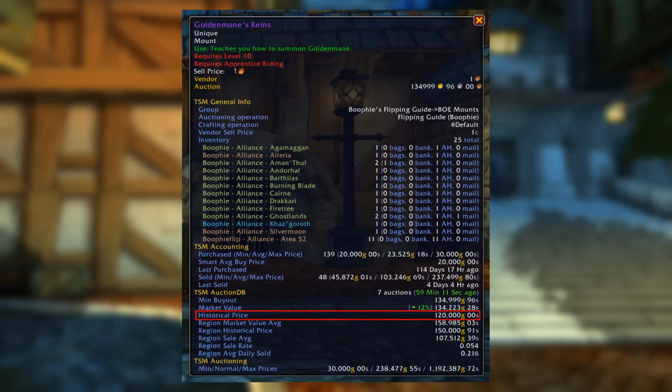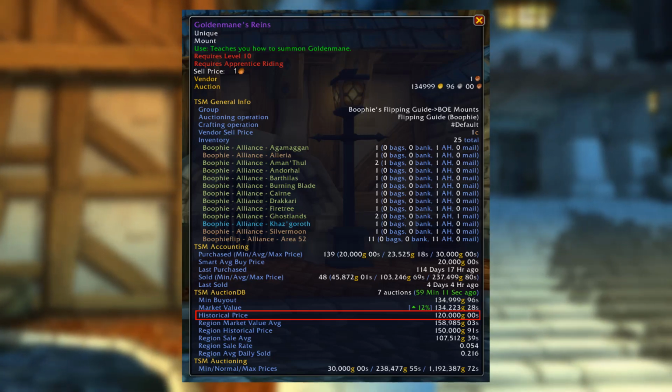Moving on to the next one, which is the historical price. So the historical price is like the market value. However, instead of 14 days, it's 60 days. So this is the average price that items have sold for over the last 60 days.